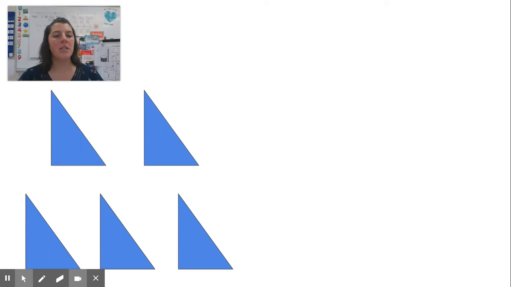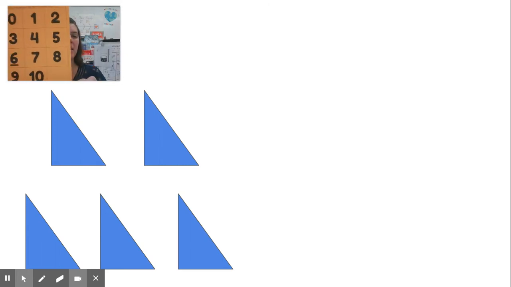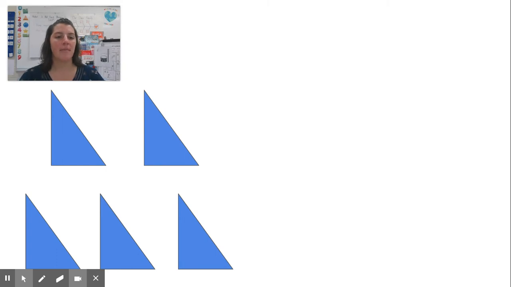The first thing I want you to do is take a minute to find these numeral cards. You've received them in a supply bag or your teacher has sent them home. If you have not had a chance, go ahead and cut them out so that we can use them for today's lesson. When you're ready, go ahead and push play.